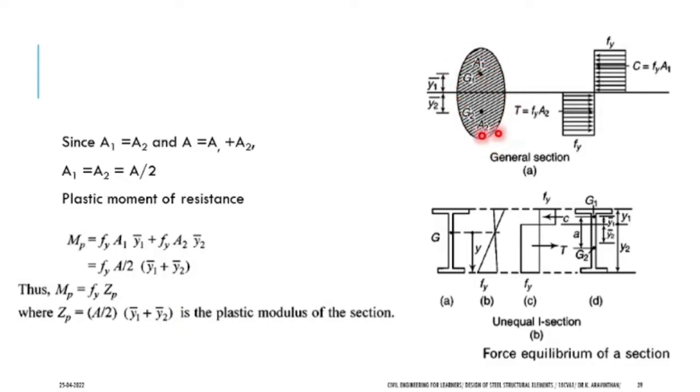If you have any section, you can cut it into two halves of equal area. Then you will get half of the section at the top, and the other mirror half at the bottom. So what is y bar? It is the distance from the ZZ axis to the centroid G of each half shape, and the reference point to the centroid of the other half is taken as y2 bar. So if you find these two and the area, you can find Zp.